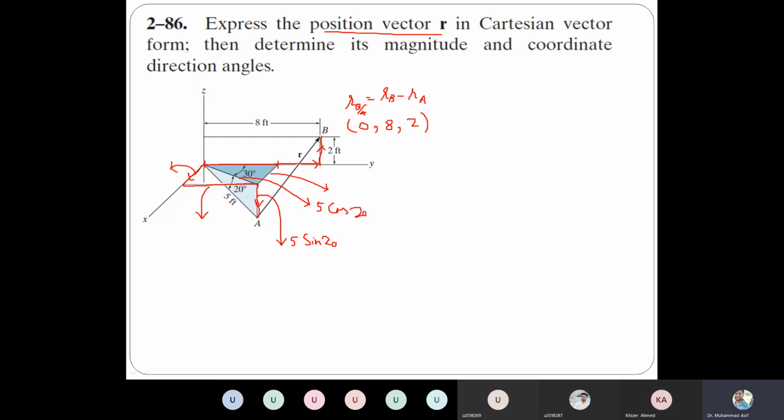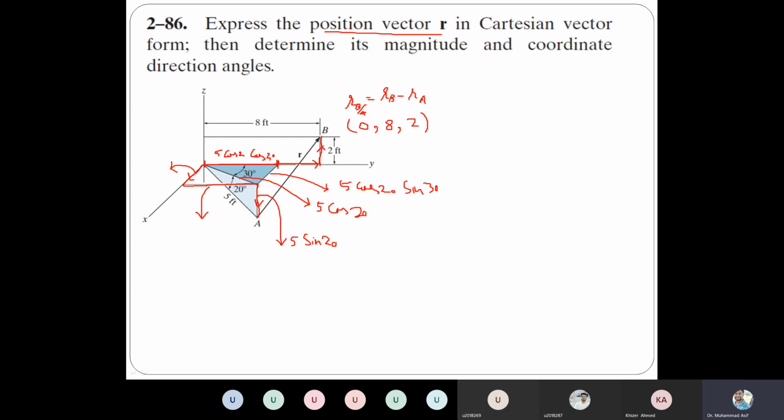So if it is 5 cos 20, then what is this value? 5 cos 20 sine 30. Right? Everyone got this point? Yes, sir. So how to get this one? That will be 5 cos 20 cos 30. Right, 5 cos 20 cos 30. So now we have all the three coordinates of A.